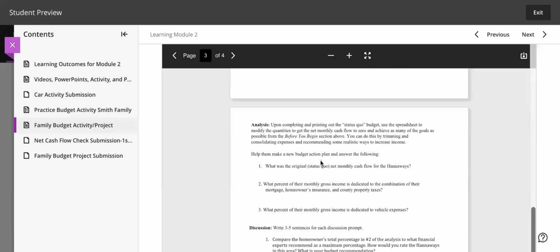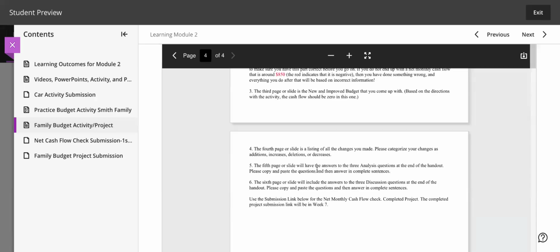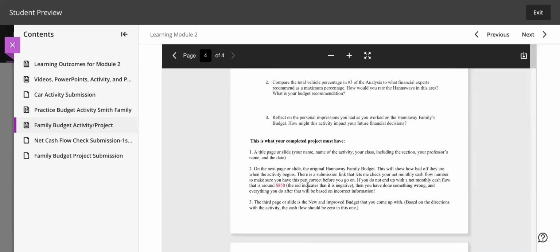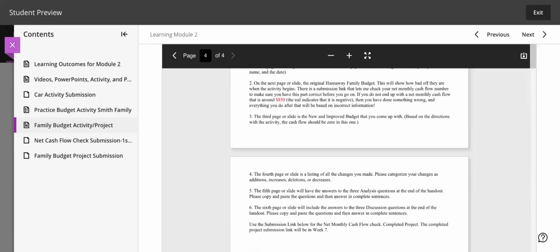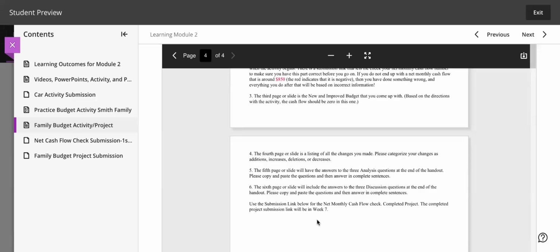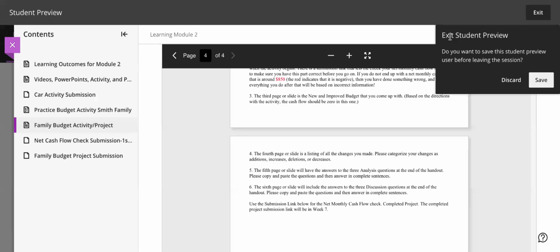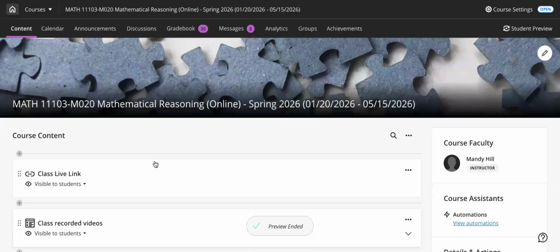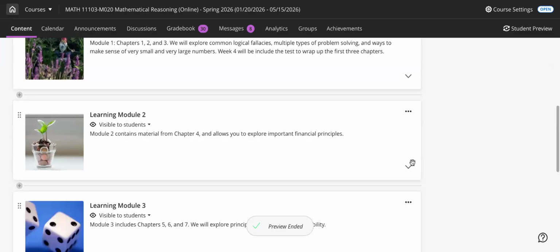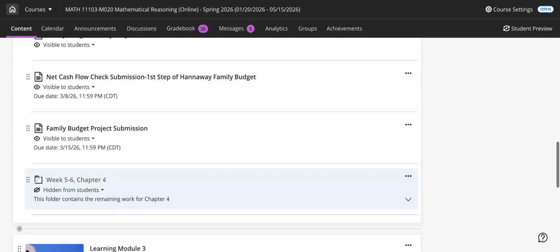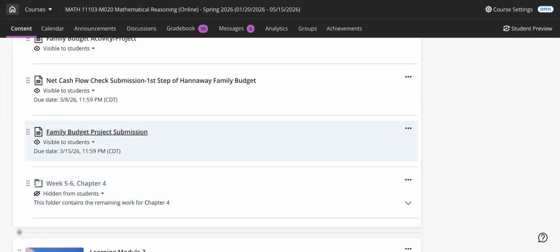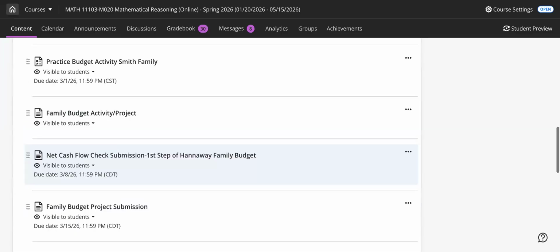The 5th page or slide will have the answers to the 3 analysis questions. That's this stuff right here. You can copy and paste it if you want to. The 6th page or slide will have the answers to the 3 discussion questions. Copy and paste it if you want to, but here they are. And then you are turning this in. So that is what you're supposed to do. And you turn it in under module 2, right where it says family budget project submission, right here. Okay, so that is that project.